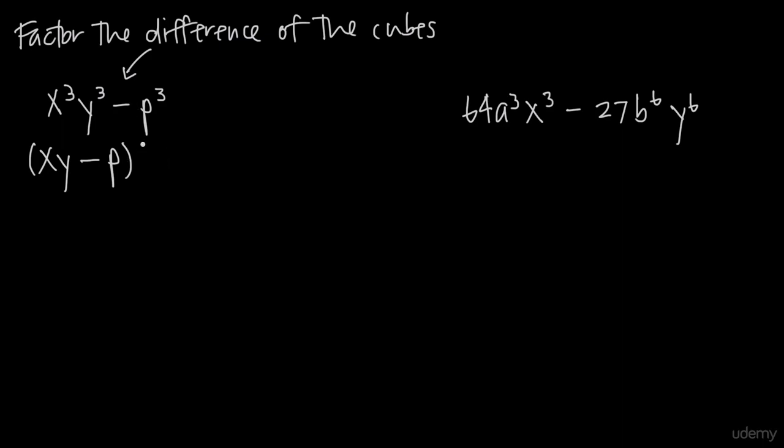Then we're going to multiply this by a trinomial, which means a polynomial with 3 terms in it. The first term is always going to be whatever we have to multiply by this first term here to get this first term here. So what do we have to multiply by xy to get x cubed y cubed? Well, of course, that's just x squared y squared.